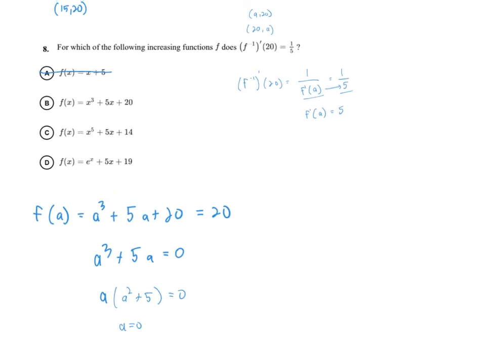Since a is 0, we'll take the derivative. This is all for answer choice B also. The derivative of that function is 3x squared plus 5. If you plug in 0 for this, f prime at 0 equals 5, so that finally worked.